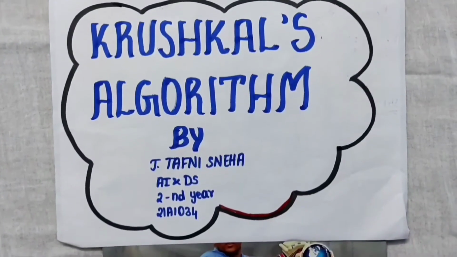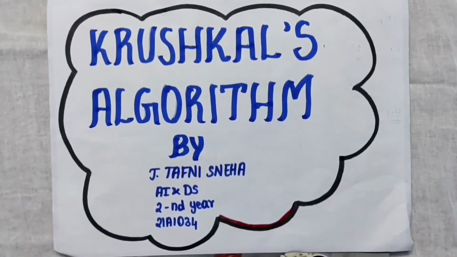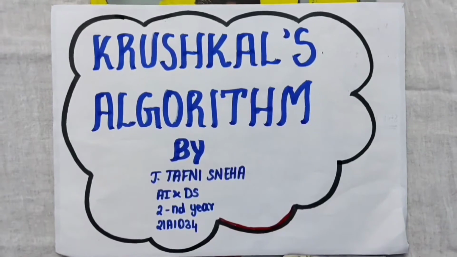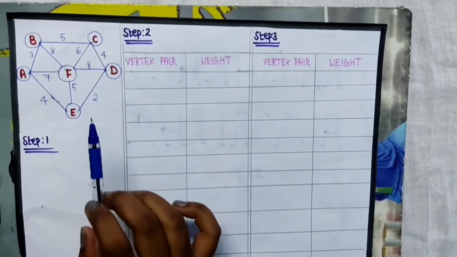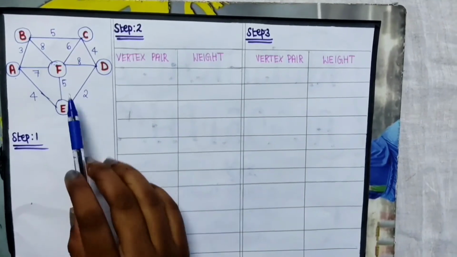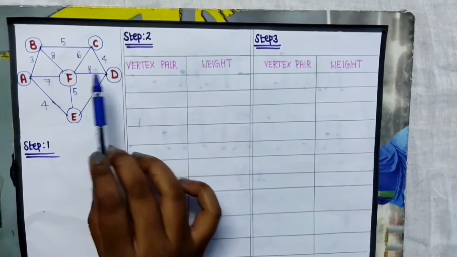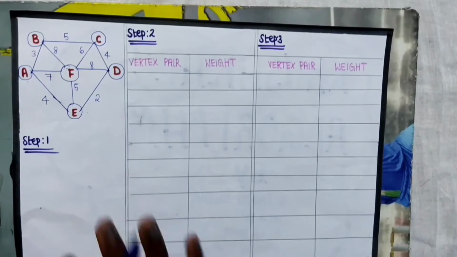Hi guys, in this video we are going to learn how to form a minimum spanning tree using Kruskal's algorithm. We are going to find the minimum spanning tree using Kruskal's algorithm for this given graph. So, totally we are having 4 steps.